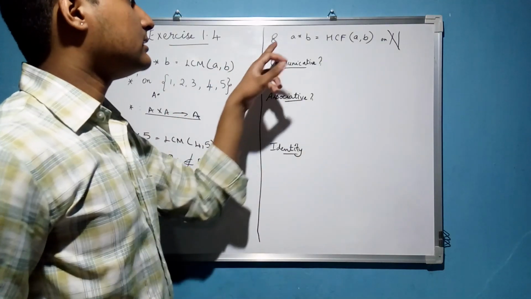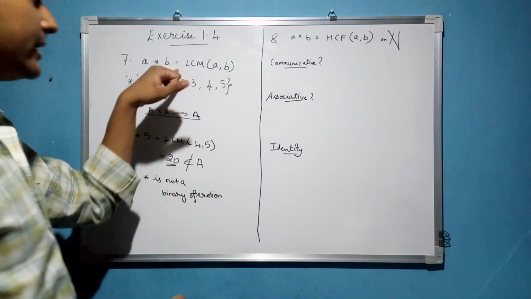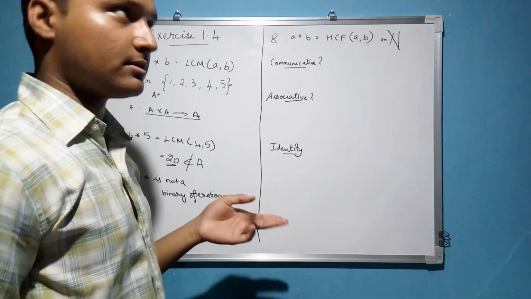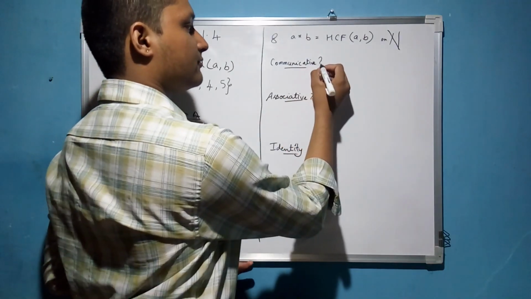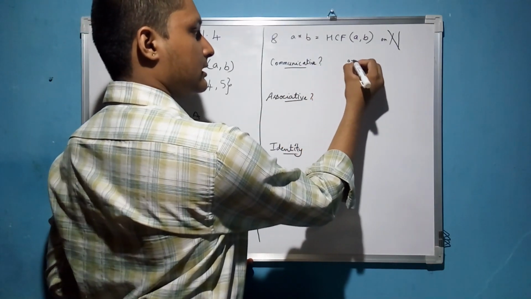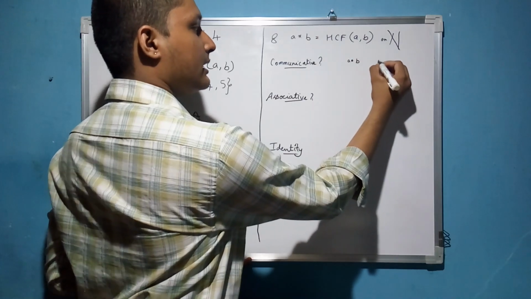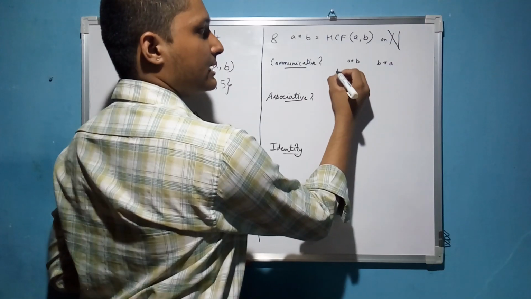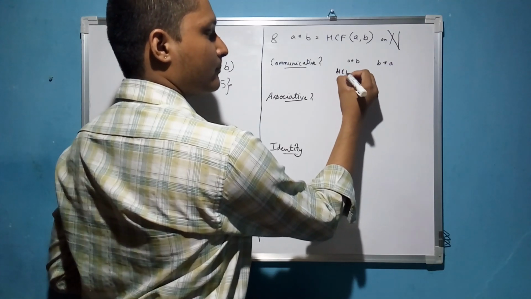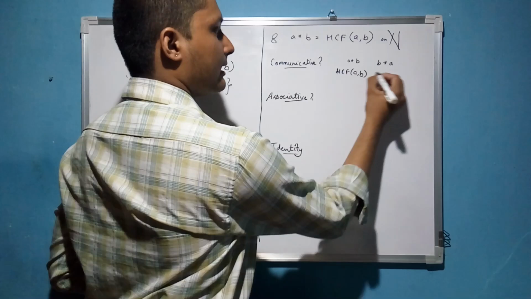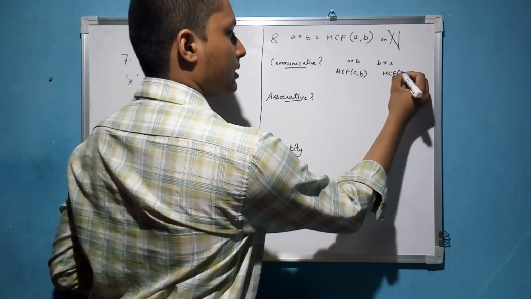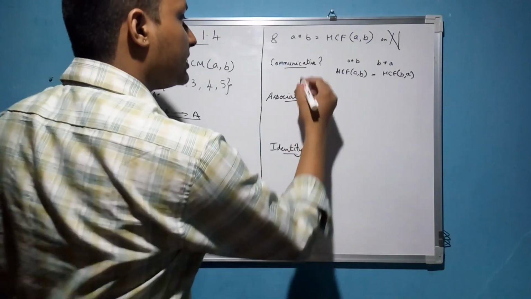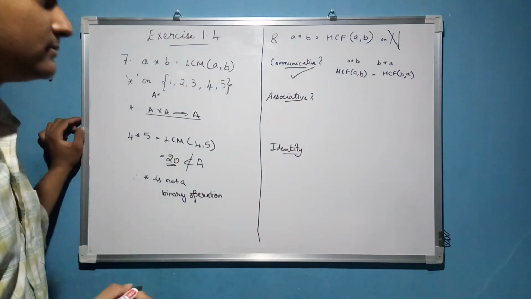The next part, the 8th question, is about HCF. Here you had LCM, this is HCF. HCF, I think you had already done the 5th question. So the first part is just to check whether it is commutative. For that it should be A star B and B star A. A star B is HCF of A and B, and this is HCF of B and A. Whatever order you take, both of them are coming to be equal, therefore it is commutative.